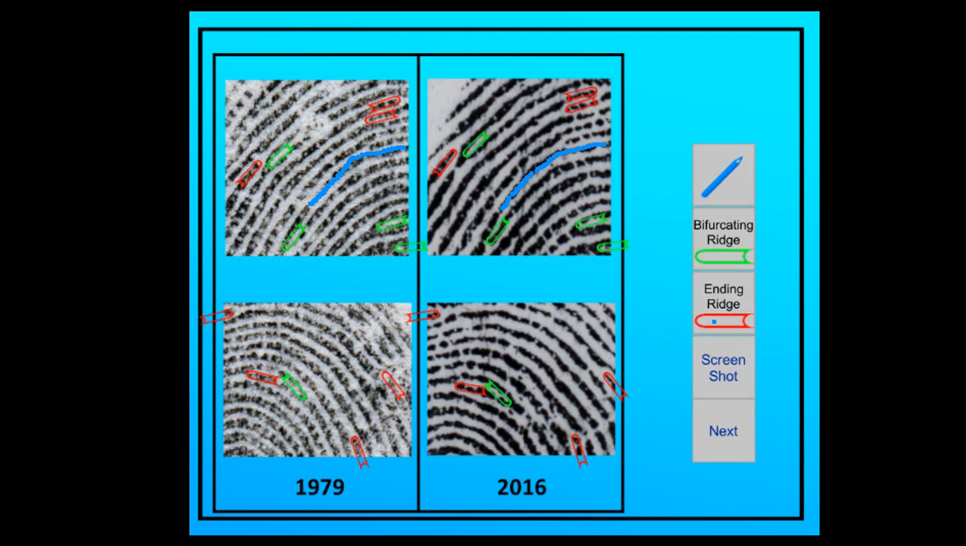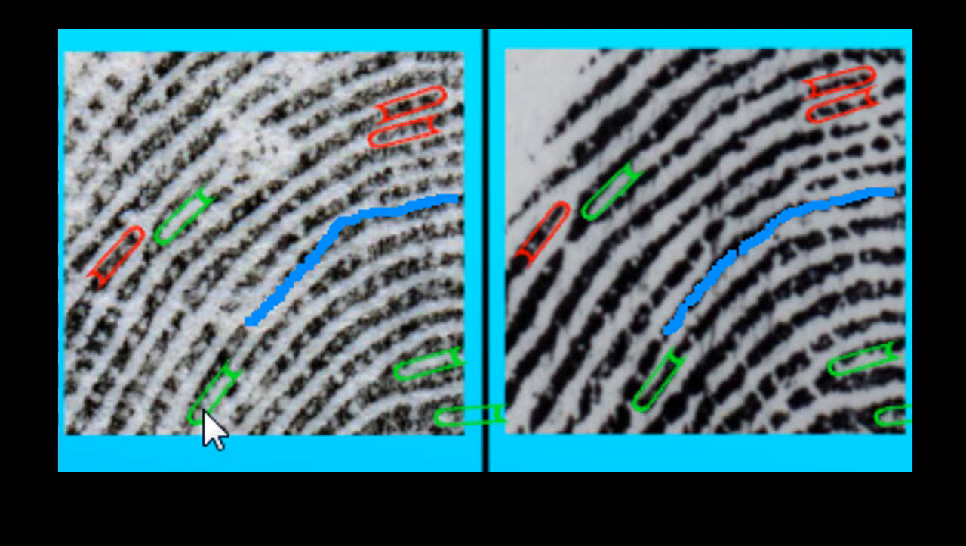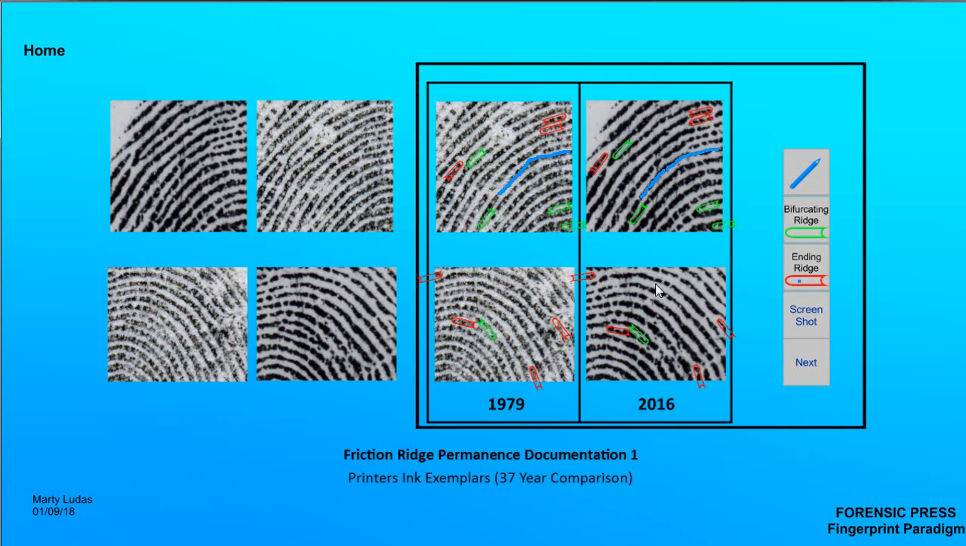I've got this chart marked up, and I'm just going to explain ridge counting. Let's count the ridges from this bifurcation to this bifurcation. 1, 2, 3. Let's count it over here. 1, 2, 3. We can also count this one. 1, 2, 3. 1, 2, 3.